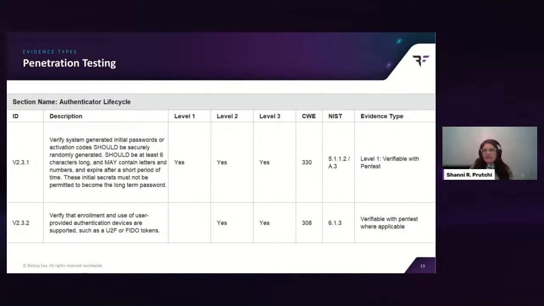Level 1 is by definition penetration testable. And you can see that in the evidence type. We say level 1 verifiable with pen test. Because levels 2 and 3 are not penetration testable by definition, we say that they can be verified with penetration testing, but the penetration testing covering level 1 won't address it. And we say it's where applicable because this is only in cases where you have enrollment and use of user provided authentication devices. And so this may not be applicable in all cases.